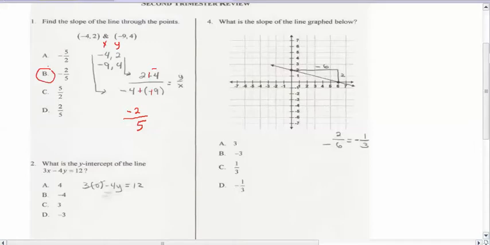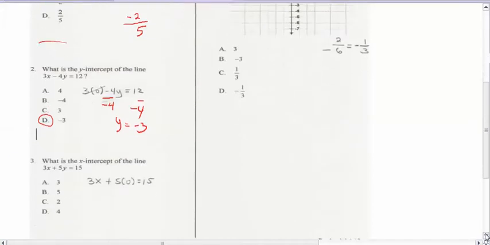Okay, number 2, we're finding the y-intercept. To find your y-intercept, you need to make your x 0, which I did, and then we are going to divide by -4, divide by -4, y is equal to -3. So it's letter D.